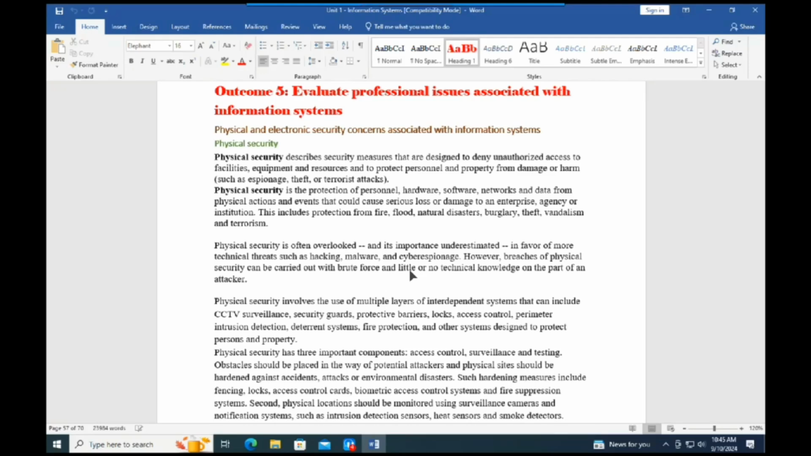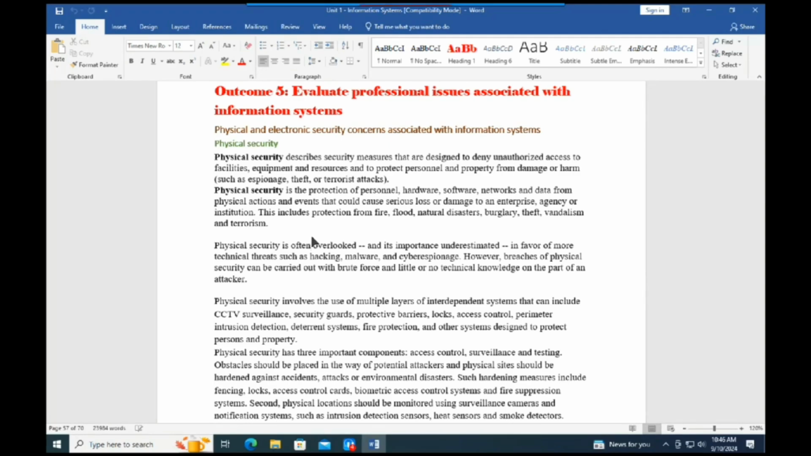Professional issues that information systems bring, or that exist in the implementation and the use of information systems. So we are looking at, firstly, both the physical and the electronic security concerns that are associated with information systems. So let's start by talking about physical security.